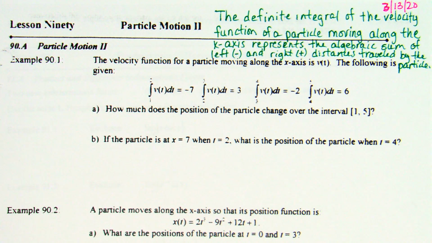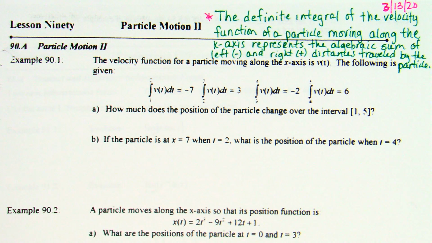My comment up there should be a starred comment, I guess: the definite integral of the velocity function of a particle moving along the x-axis. So, this is particle motion, where we're moving left and right, forwards and backwards, along an x-axis, right? But the definite integral of the velocity function of a particle moving along the x-axis represents the algebraic sum of left and right distances traveled by the particle.